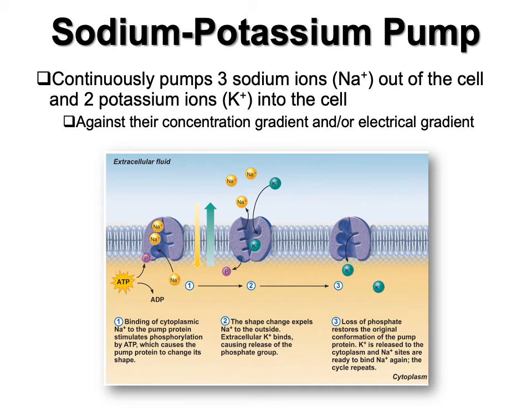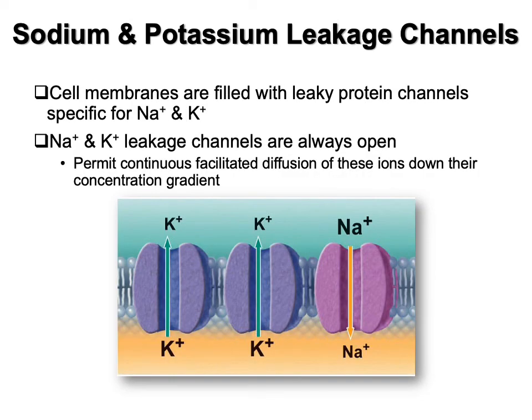So where's all that sodium and potassium coming from? Remember the leaky channels that we talked about with facilitated diffusion of ions through the plasma membrane? Well, cell membranes are full of these leaky channels. Sodium-potassium leaky channels. Cell membranes are filled with these leaky protein channels that are specific for either sodium or potassium, and these leakage channels are always open, and that allows ions to flow down their concentration gradient continuously.